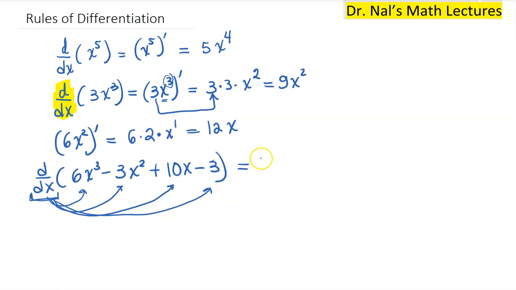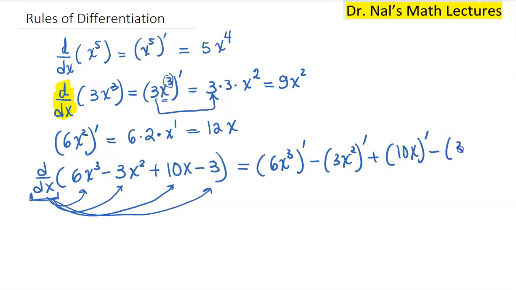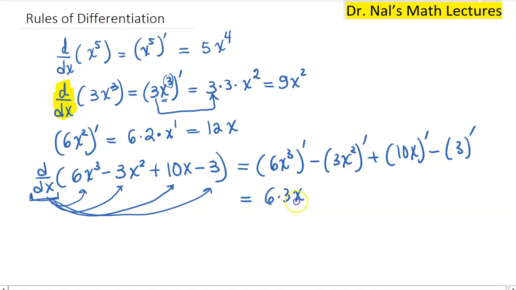So basically the question then boils down to the following: 6x cubed prime, the derivative of that, minus 3x squared prime, the derivative of that part, the derivative of 10x, and finally the derivative of 3. All right, that should be easy now. So the derivative of 6x cubed is just keep the 6, multiply by 3, and x squared, minus. The 3 remains, bring down the 2, and then reduce the exponent by 1. So it used to be 2, reduce it by 1, it goes down to 1.